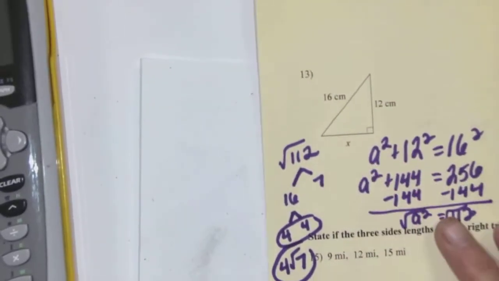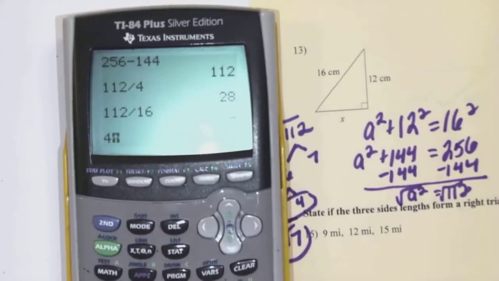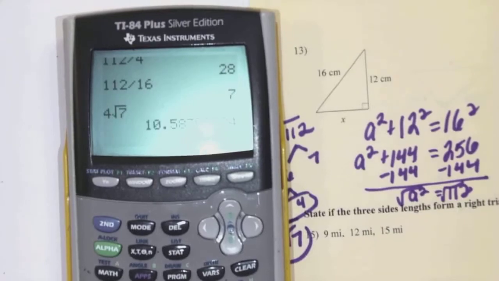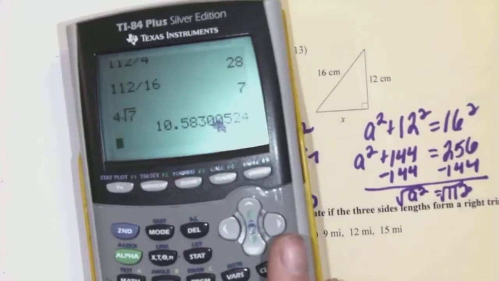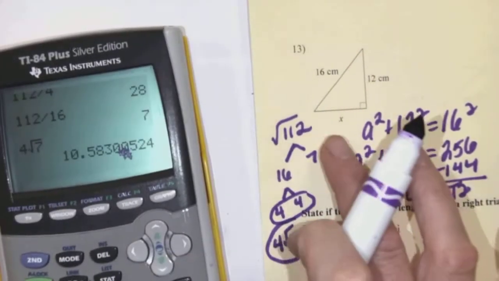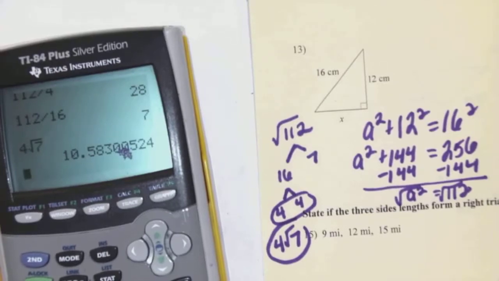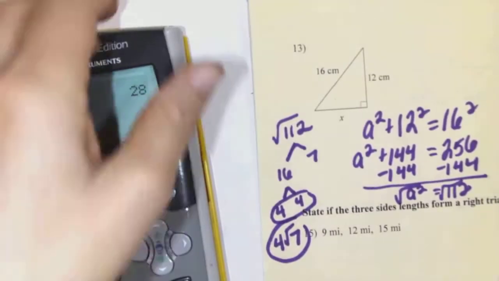So for number 13, my leg is 4 root 7. And I'm actually going to type that in the calculator. Pull this over. 4 root 7 is 10.58. Sorry, there's a little bit of a glare on that. 10.58, which is not bigger than the 16, so I know I'm good. And that is how you do section 9 through 14.